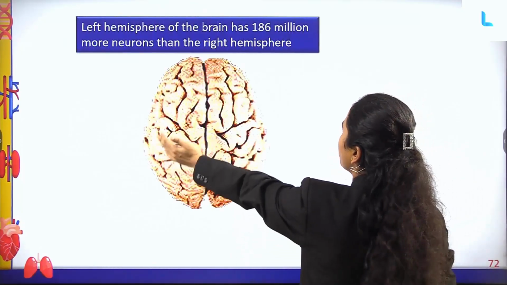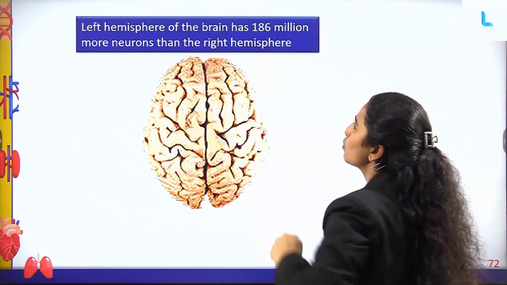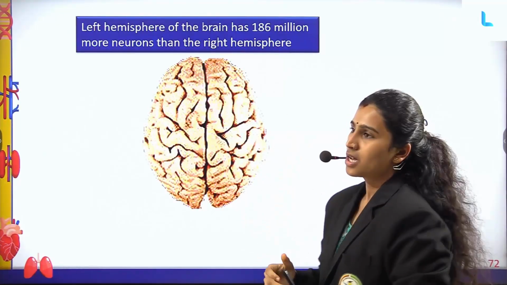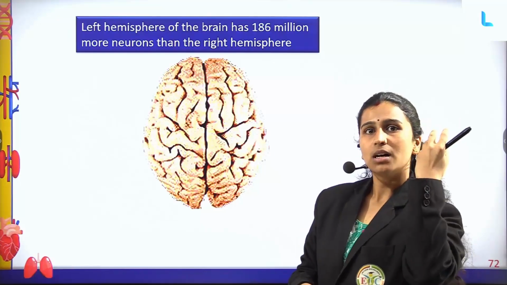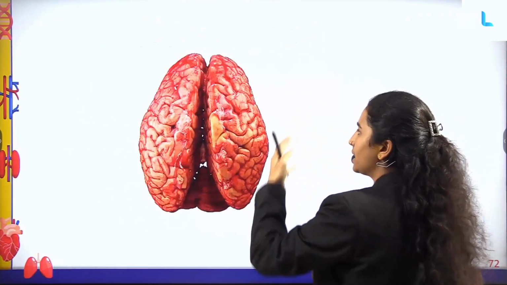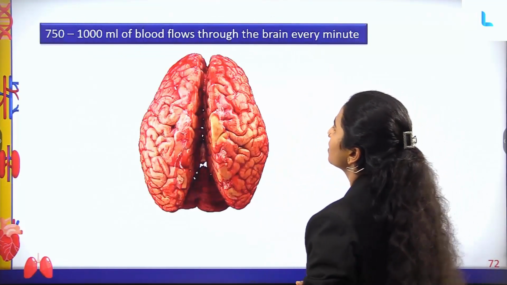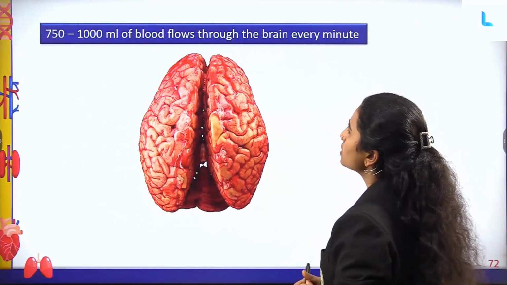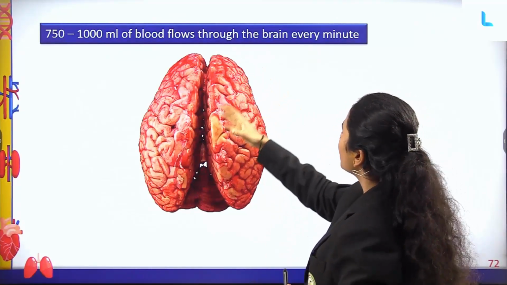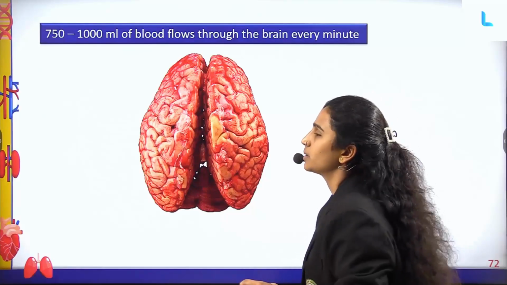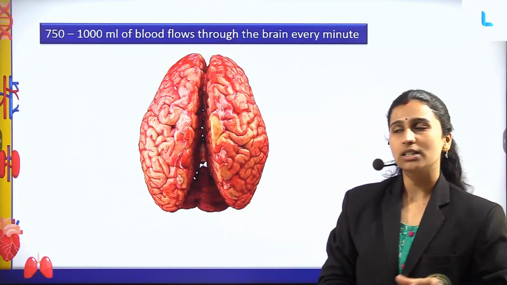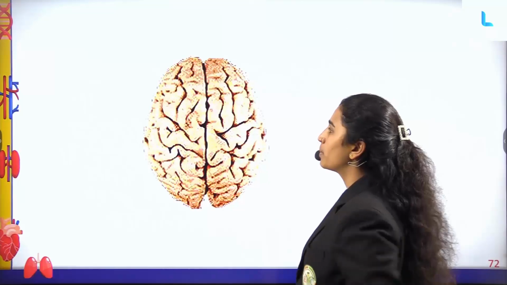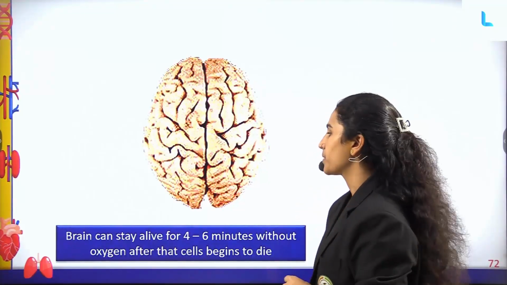So the left hemisphere of the brain has 186 million more neurons than the right hemisphere. So the left side of our brain is heavier than the right side of the brain. 750 to 1000 ml of blood will flow through the brain every minute. So almost 1000 ml, that is 1 liter of blood, is going to flow through our brain every minute.